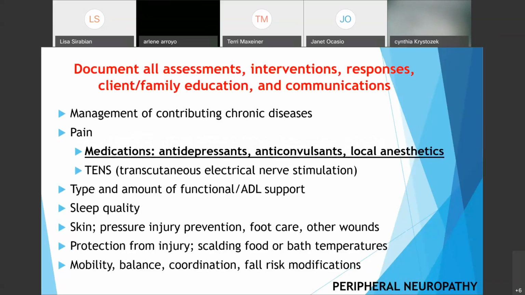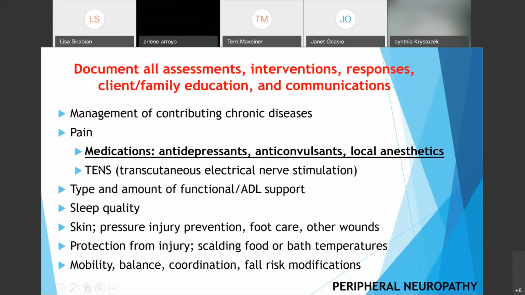Okay, so we're back to our red slide, reminding us to document all of our assessments, interventions, responses, education, and communications where all of these things are concerned. So anytime we're managing the contributing chronic diseases, we're managing the peripheral neuropathy, management of that pain. Oftentimes they're using antidepressants, anticonvulsants in terms of medication therapy, also local anesthetics. We see a lot of lidocaine patches that seem to be helpful.